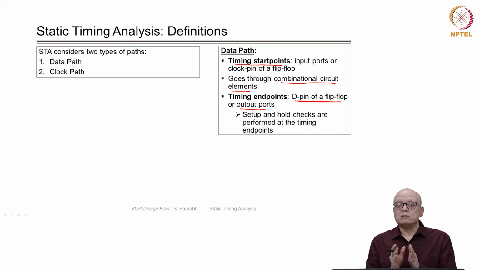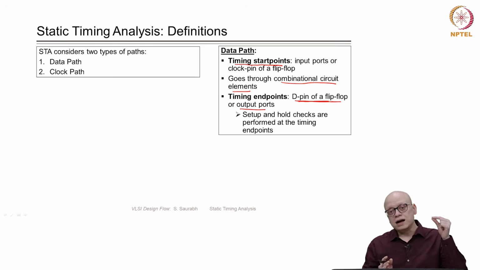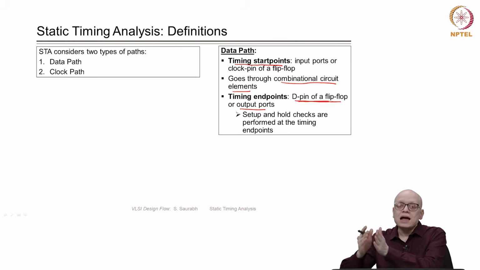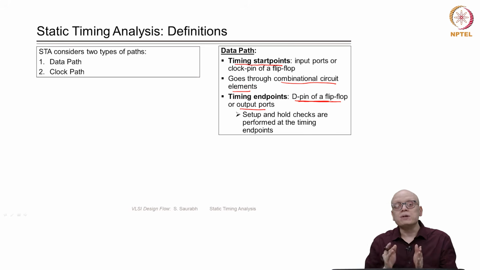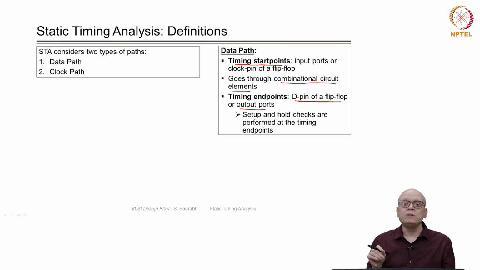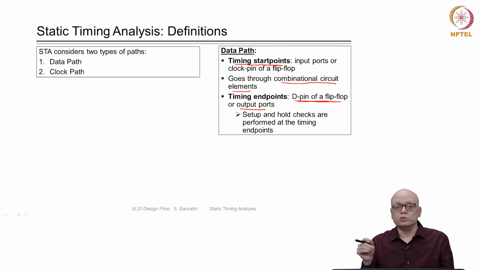So, to summarize, what is a data path from the perspective of STA? A data path is a path which starts from either the input port or the clock pin of the flip flop, goes through a sequence of combinational circuit elements, and finally ends on the timing endpoints where the checks of the setup requirement or hold requirement are made. Setup and hold requirements are typically checked at the D pin of the flip flops and the output ports.